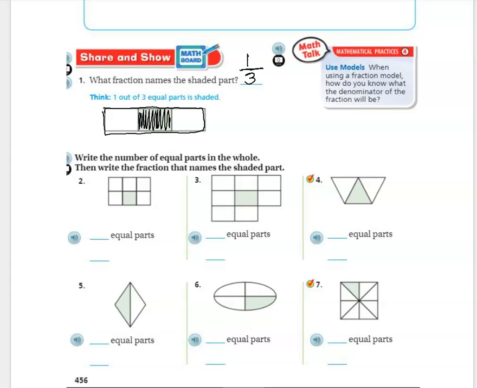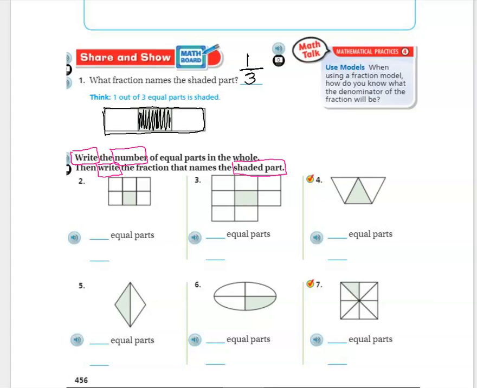So now let's go down to numbers 2 through 7. We're going to write the number of equal parts in the whole. So we have to write the number of equal parts first. Then we're going to write the fraction that names the shaded part. Okay, I think we can do this. So let's go to 2.